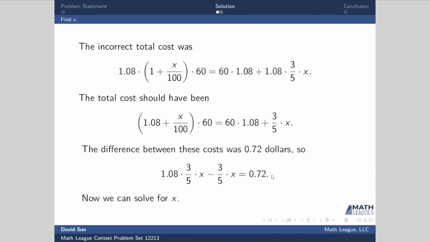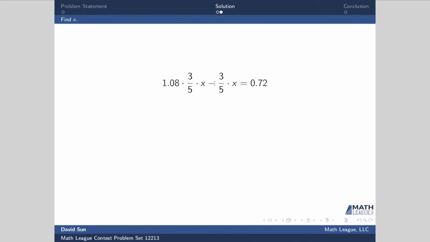So again, we'll take this equation here. Note that this second term is like 1.00 times 3 over 5 times X. When we subtract these two terms, we're left with 0.08 times 3 over 5 times X equals 0.72.